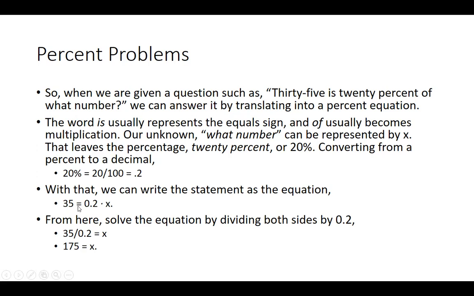35 is 20% of what number? It's a direct translation. Is becomes the equal sign, of becomes multiplication, what number becomes x. From here, we use algebra to solve the equation by dividing both sides by 0.2. 35 divided by 0.2 would be x, and 35 divided by 0.2 is 175. So 175 is x.